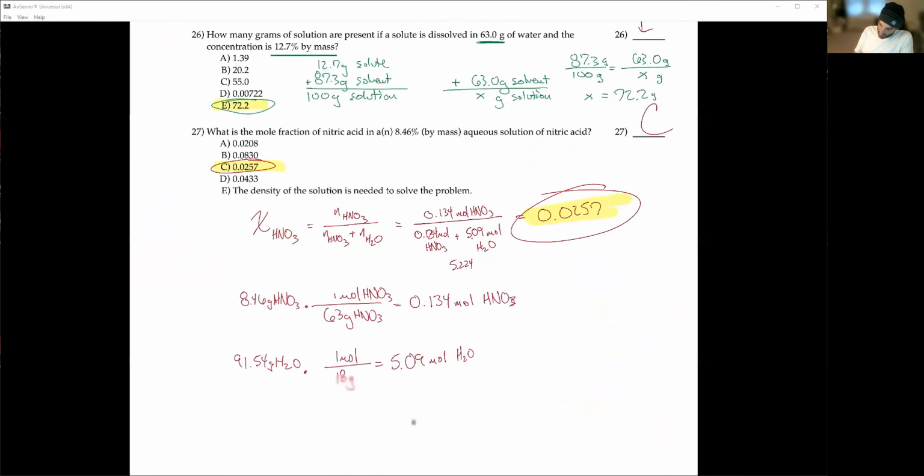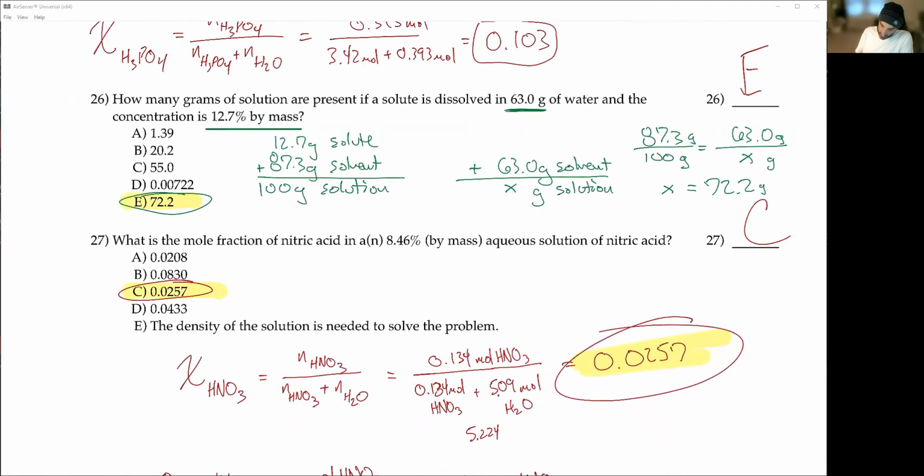All right, and I think we have just 2 more. Yeah, 2 more. So how many grams of solution are present? Let's see, we're looking at concentration by mass. I did talk about this briefly in class. So let me just write out what I have.